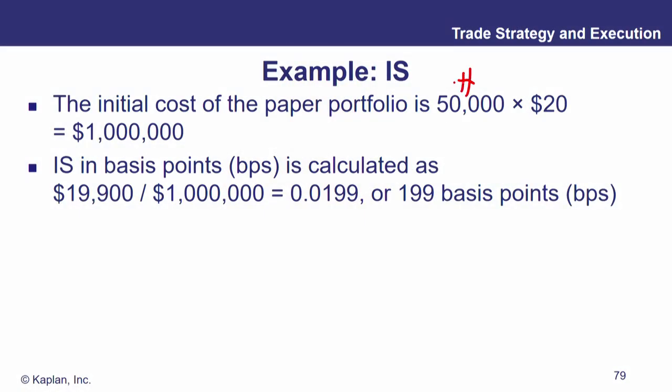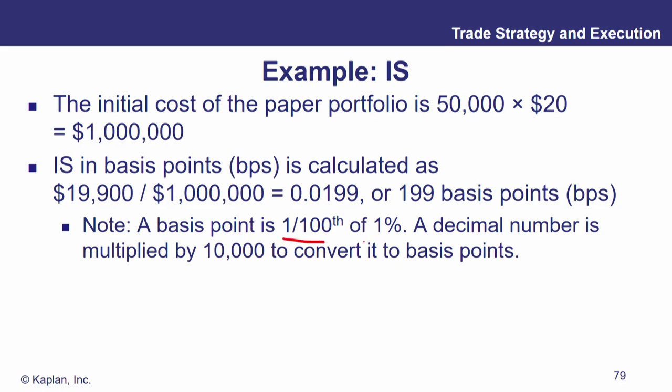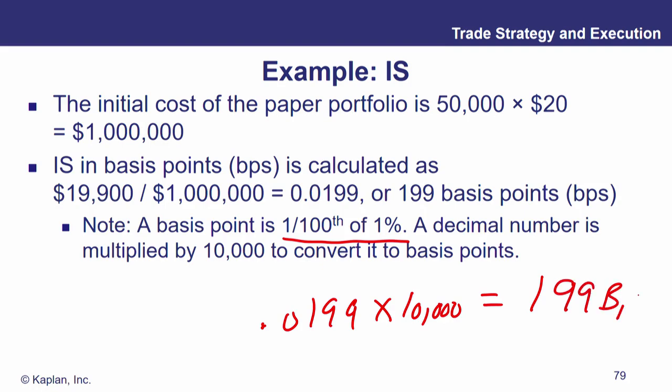Okay, so now let's convert this into basis points because this is what the question asked. Well, first of all, I need to know how many dollars I was actually putting at risk here. So 50,000 shares, $20 decision price, that's $1 million. My cost was $19,900. That was my implementation shortfall. 19,900 over $1 million is 0.0199 or 199 basis points. If you forget, remember that a basis point is just 1/100th of 1%. So if you have this decimal 0.0199, just multiply that by 10,000, and that will convert to 199 basis points.